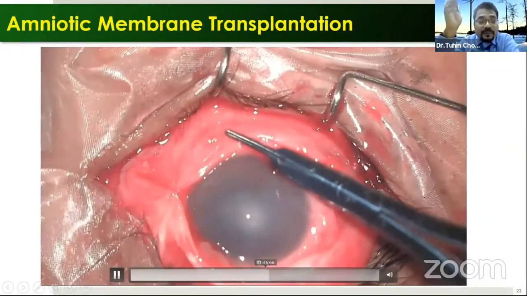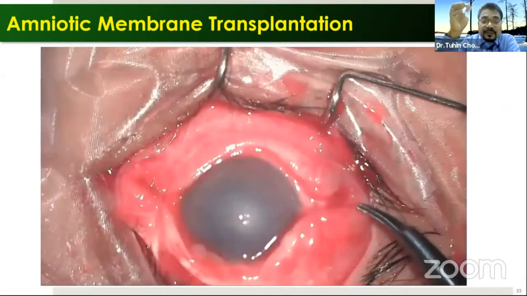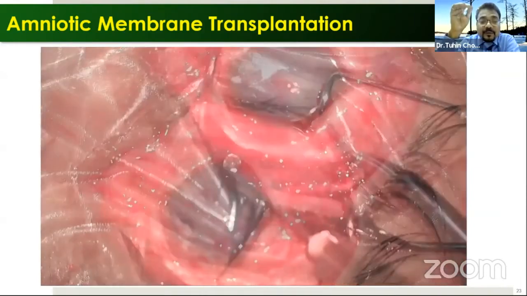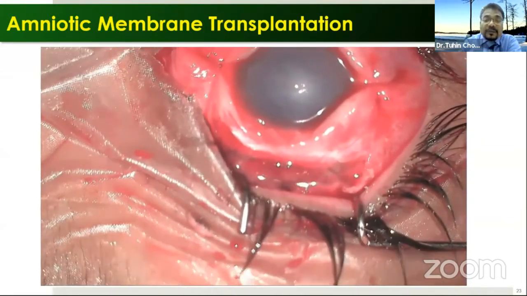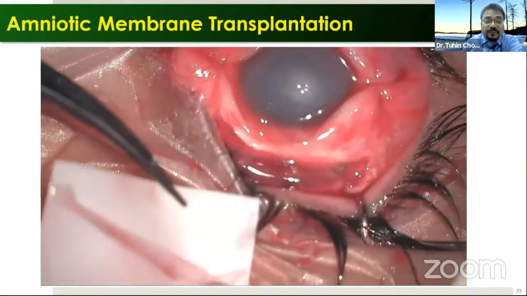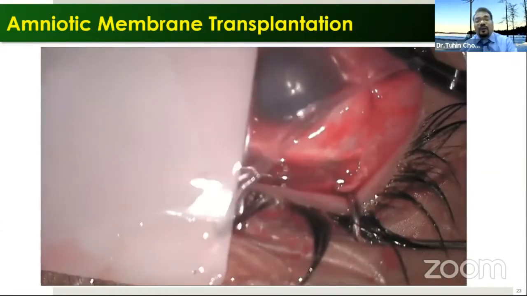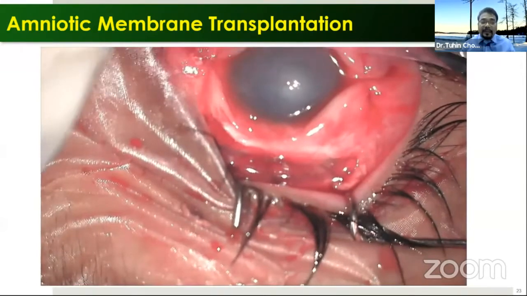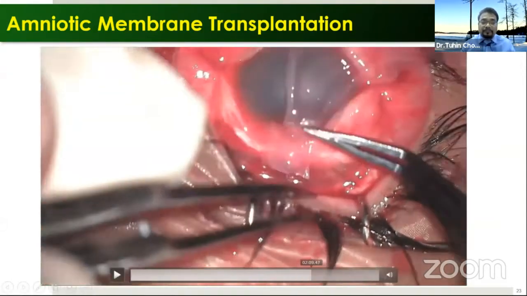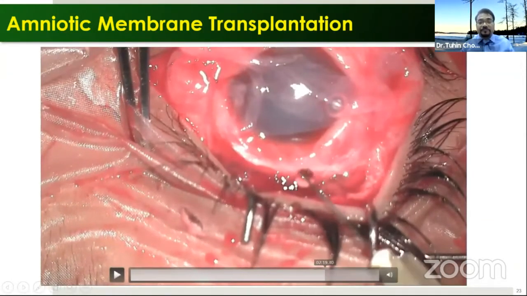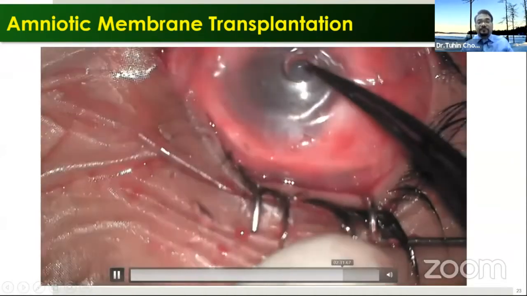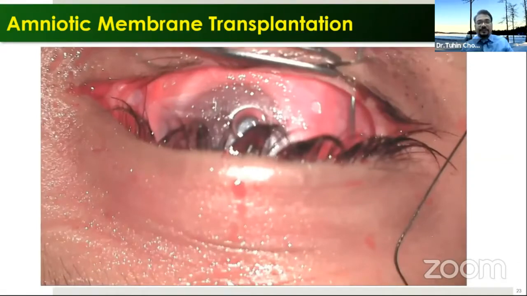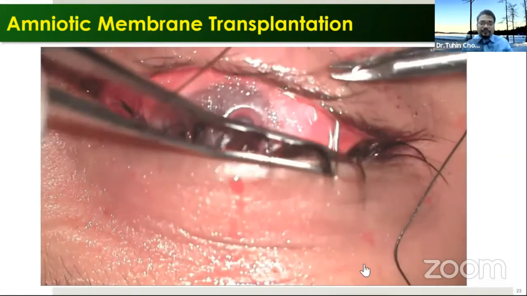Then again, in all these cases, you should use this 6-0 Vicryl to tie the conjunctiva. Then put another piece of amniotic membrane over the fornix area, and then put a conformer, and then tie it with a suture tarsorrhaphy.